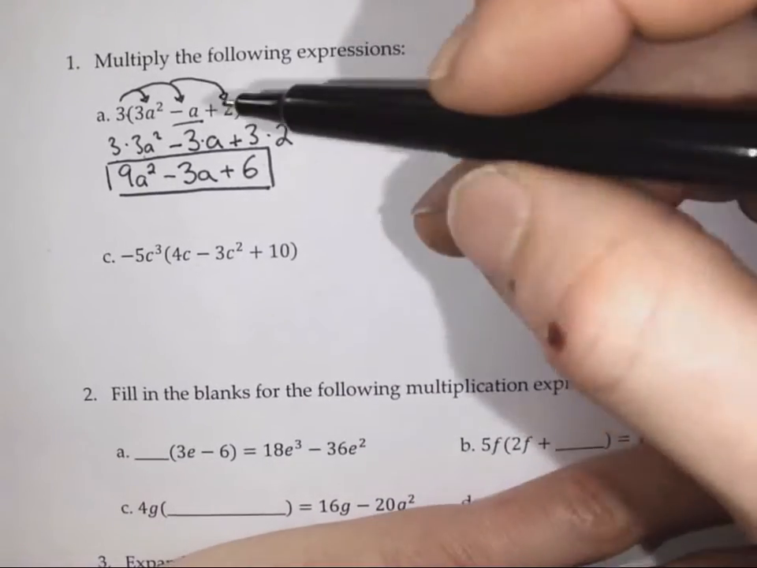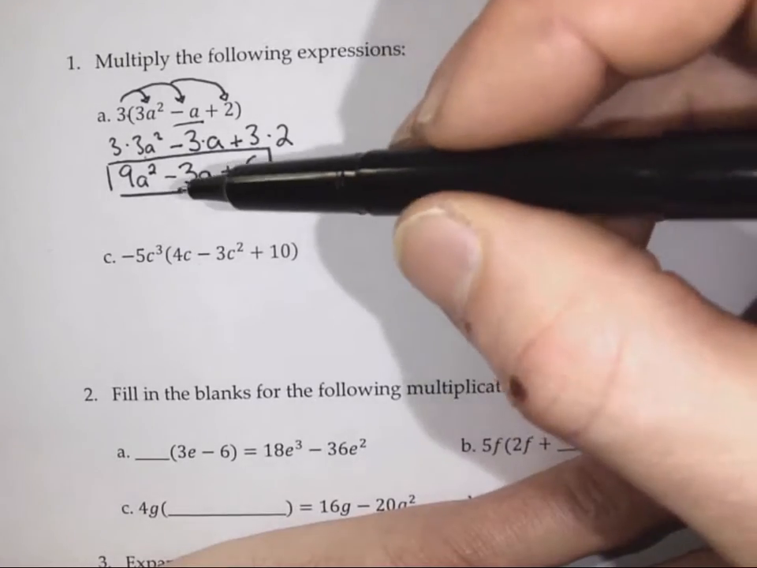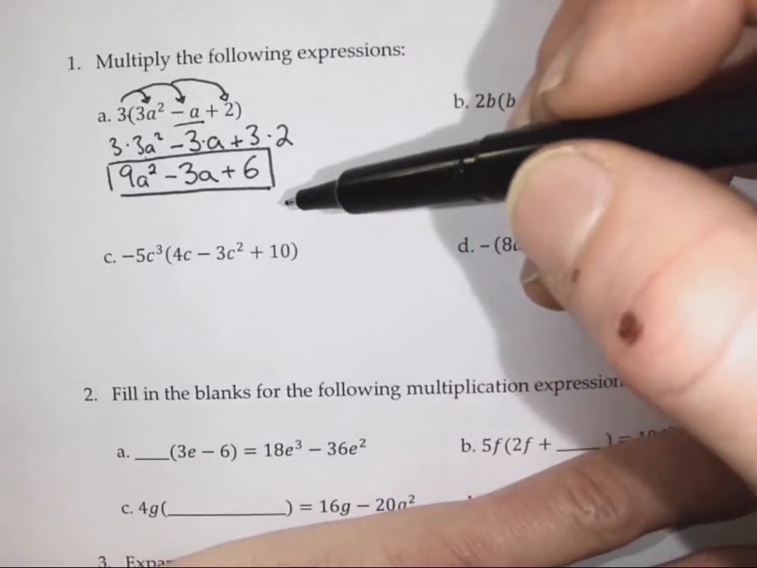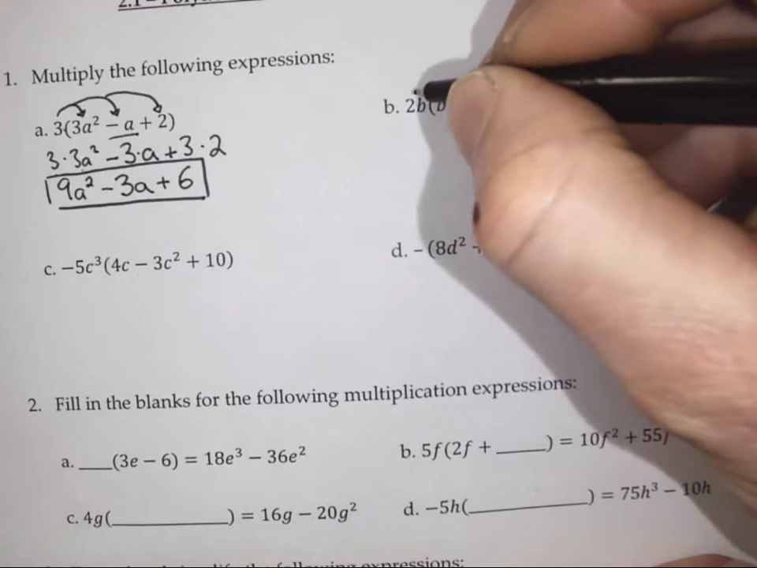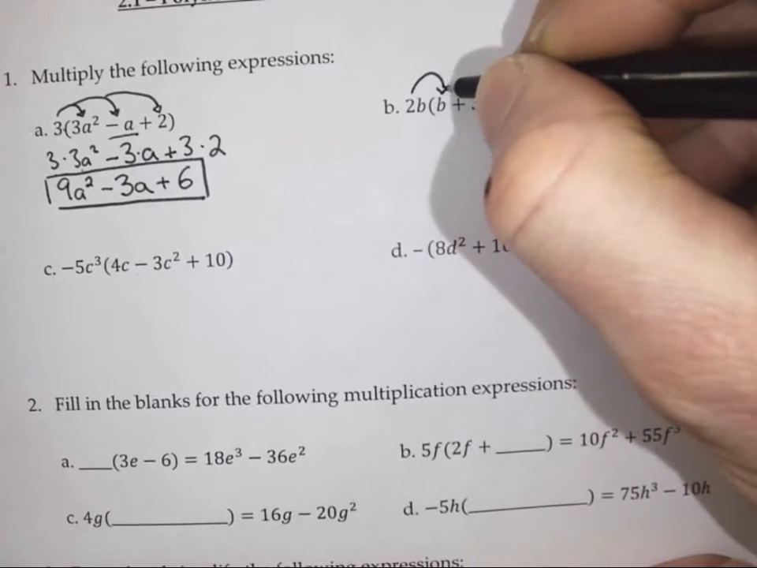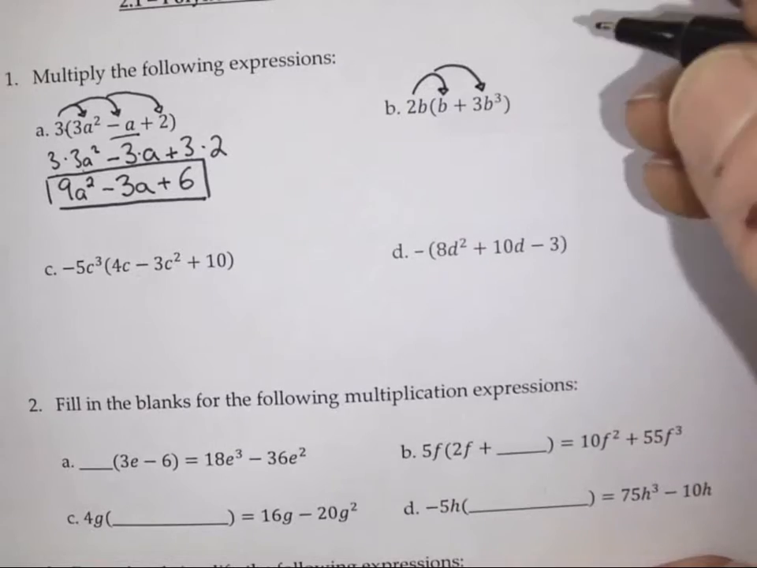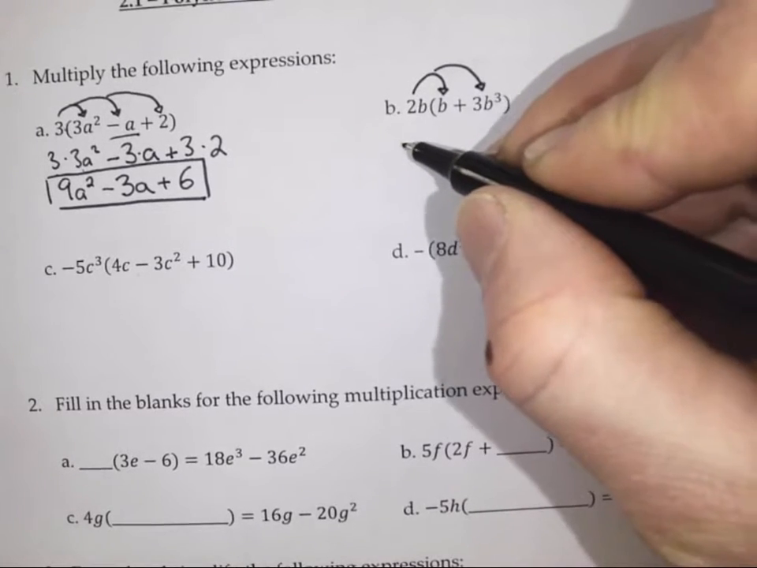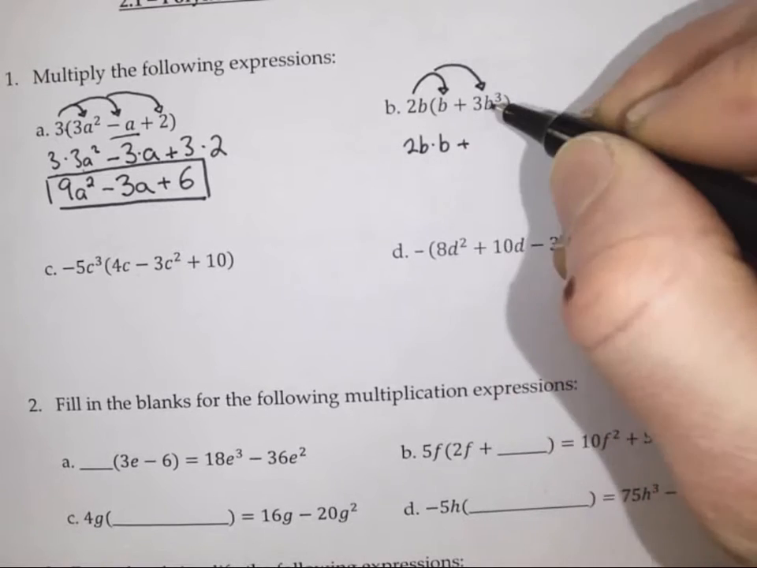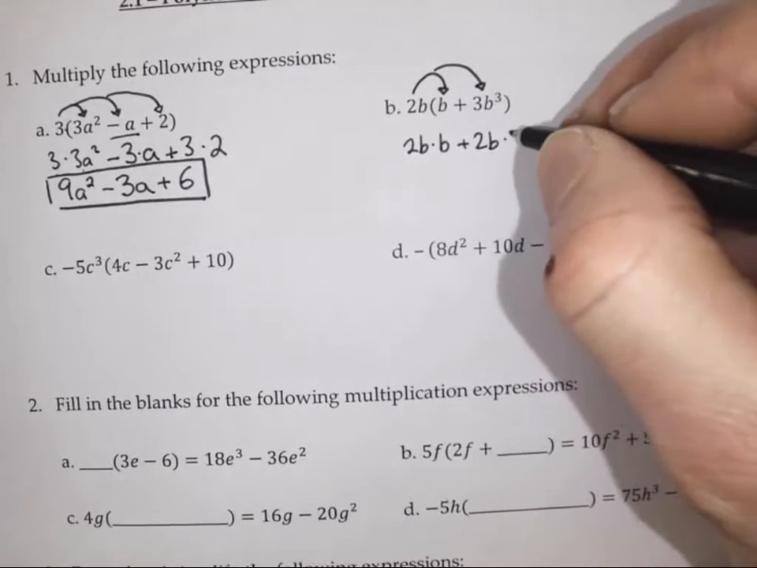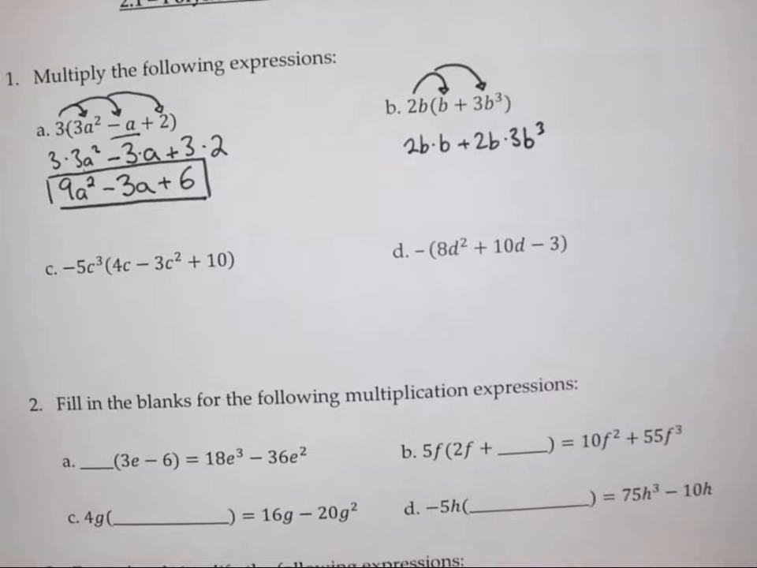And we're going to find with these first ones that there's a pattern: there's not going to be anything we can simplify. So let's move on here. We're going to do a similar thing. We do this little rainbow, and we multiply both of these terms. So that means we've got 2b times ab, added to the 2b times 3b cubed.